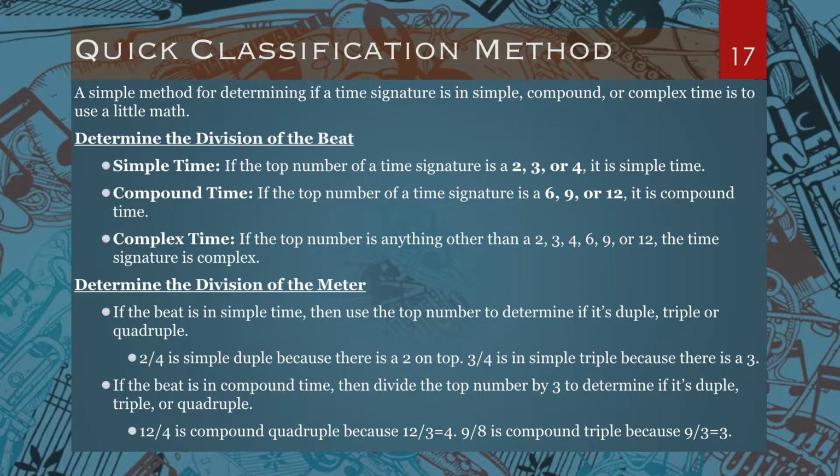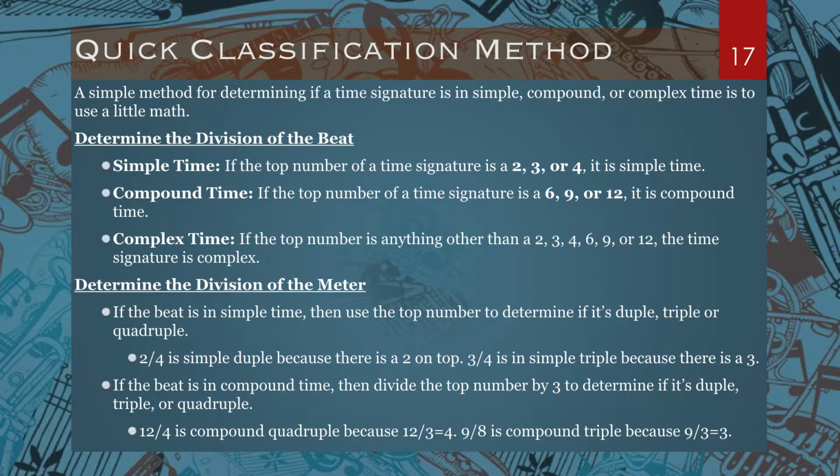If the top number of a time signature is a 6, 9, or 12, it's compound time. Very simple way to tell if it's compound time. Complex time is anything other than 2, 3, 4, 6, 9, or 12. So essentially, if it's not simple or compound, it's complex.